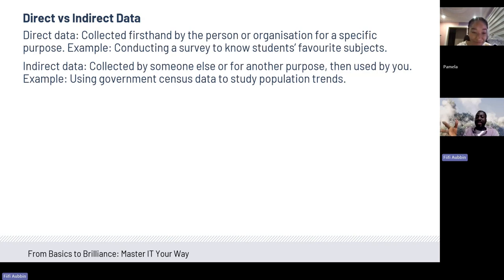Indirect data is something that has been collected by someone else or for another purpose, then used by you. For example, using government census data to study population trends. When you go to the Ghana Statistical Service website and you want to find out the current population of Ghana, the figures are there. You just pick it and use it for whatever purpose you deem fit. That is indirect. Someone collected it and you found it through research to use it. Is that simple? Very simple. Well done.